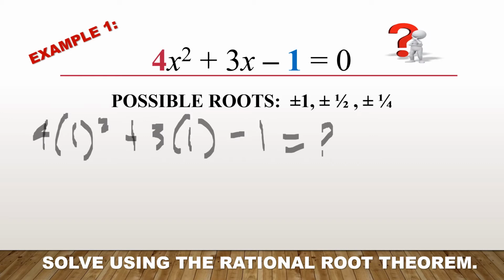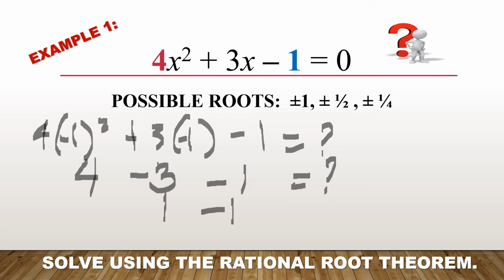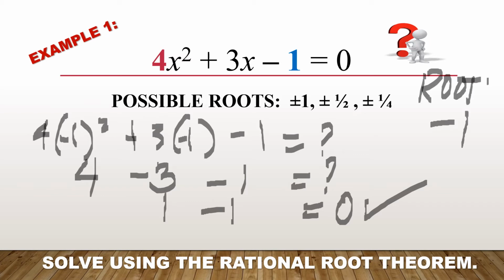Now this time, let's have negative 1. Negative 1 squared is positive 1 times 4 is 4. 3 times negative 1 is negative 3, then copy negative 1. Is this 0? 4 minus 3 is 1, minus 1 is equal to 0. So therefore, negative 1 is a root of the given polynomial. We are expecting more roots to follow. Now, we're done with positive negative 1 and it's negative 1, which is a root. Now, let's proceed to positive negative 1 half.